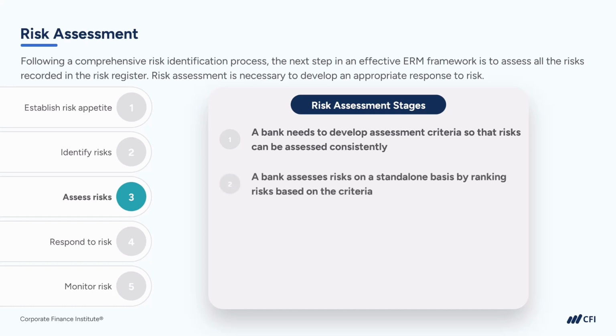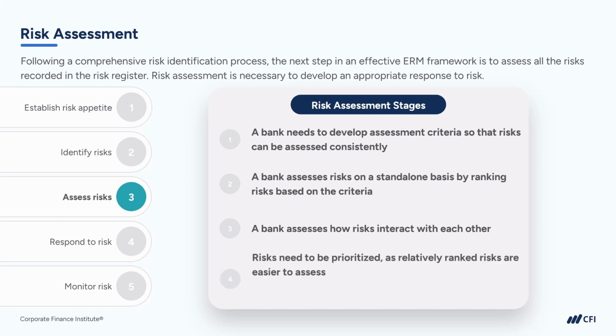2. A bank assesses risks on a standalone basis by ranking risks based on the assessment criteria. 3. A bank assesses how risks interact with each other. Risks that seem minor in isolation can combine to cause considerable damage. Number 4. Risks then need to be prioritized. It's easier for a bank to assess how much risk appetite it has for a risk event once risks are ranked relative to each other.